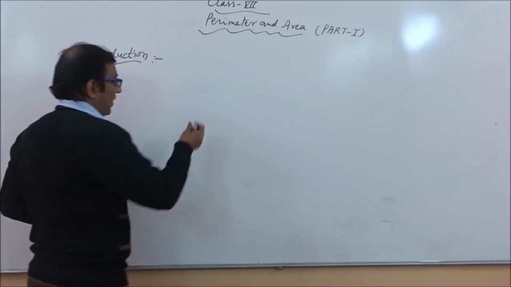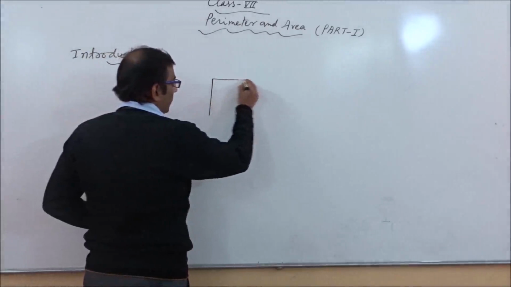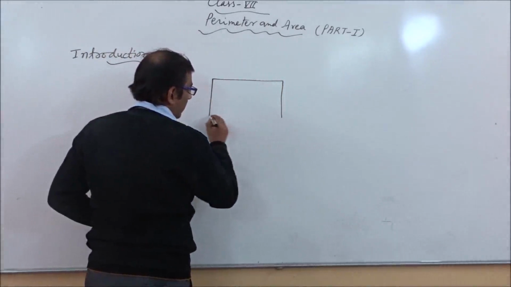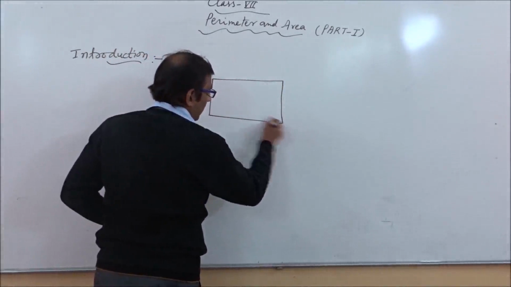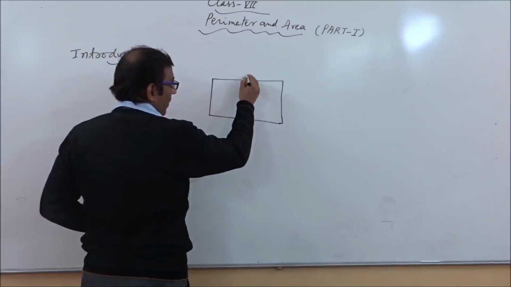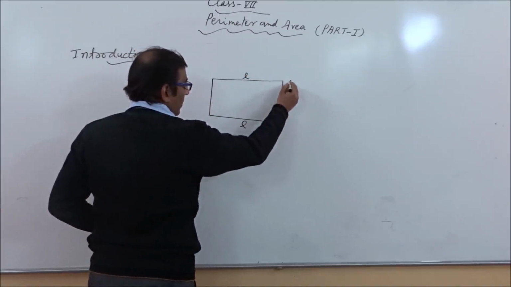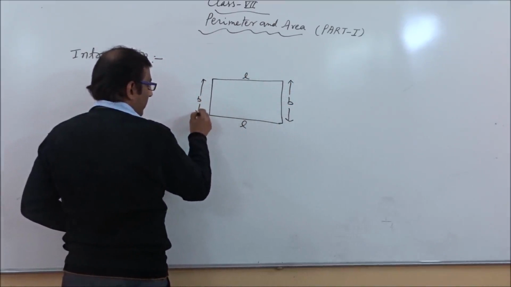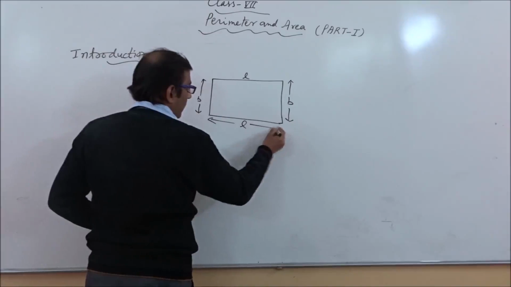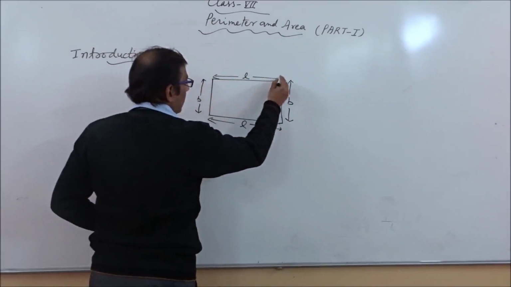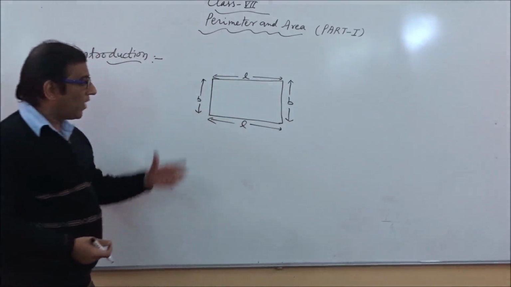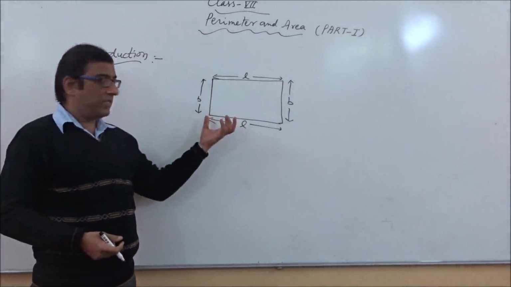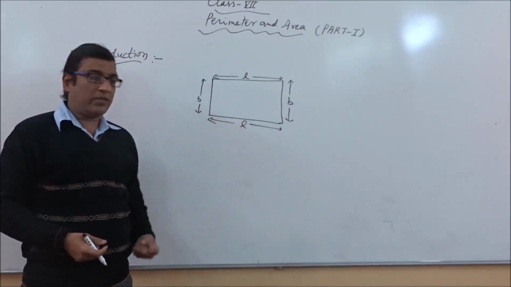So it is just like this figure. If we are taking this figure, this is length, this is also length, and this is the breadth, and this is also the breadth. Okay, so how can we calculate the perimeter of this type of diagram?